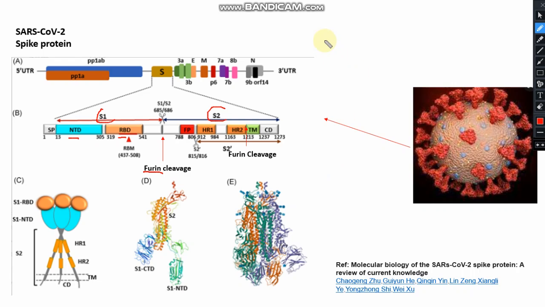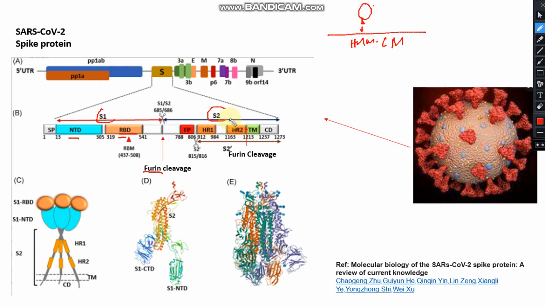The trimeric core of this protein is responsible for the fusion of this spike protein into the cell membrane. So in this figure, this is the spike protein and this is the human cell, the human cell membrane, and here is the spike protein. Here the S2 subunit is responsible for the fusion of the spike protein in the cell membrane. So it attaches here in the cell membrane. This is the fusion, the main function of this S2.